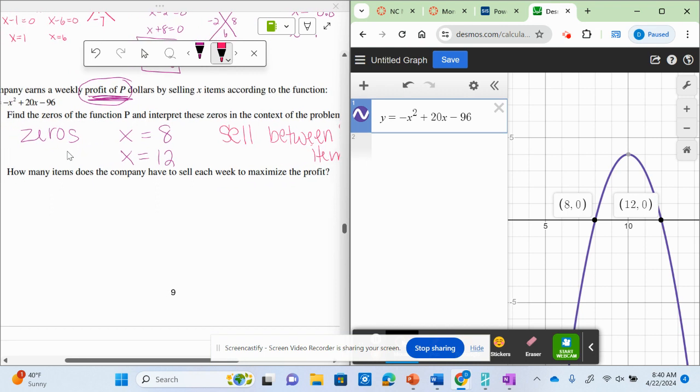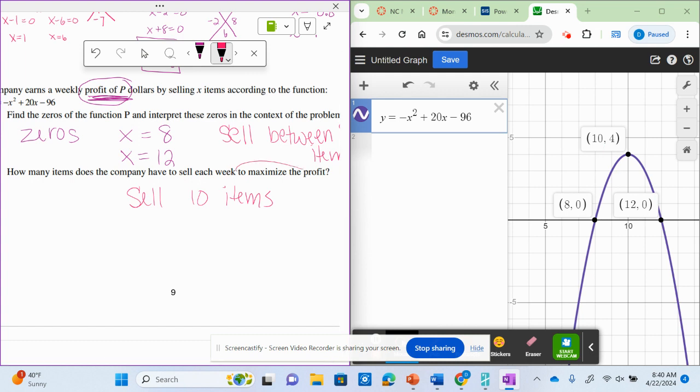How many items does the company have to sell each week to maximize their profit? Well, the maximum happens at the vertex. So how many items do they have to sell? They have to sell 10 items. Remember that the maximum happens at the vertex.